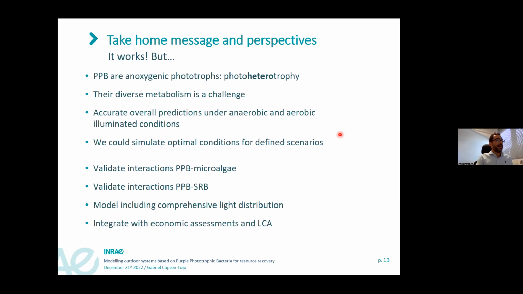And in terms of perspectives, what we want to do is to validate interactions between PPB and microalgae. That has a lot of potential for application. Also, as microalgae will eventually polish the residual nutrients that you get after a PPB system, which is generally limited in COD. And also interactions between PPB and SRBs. And eventually develop a comprehensive light distribution model, and also a heat transfer model, as Francesca presented, and eventually integrate the model with economic assessment and LCA.